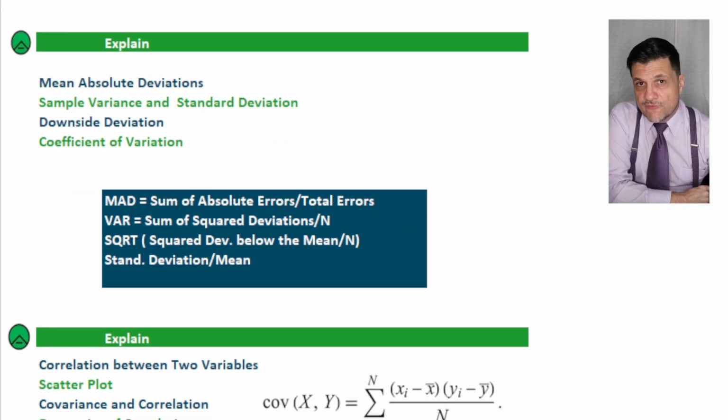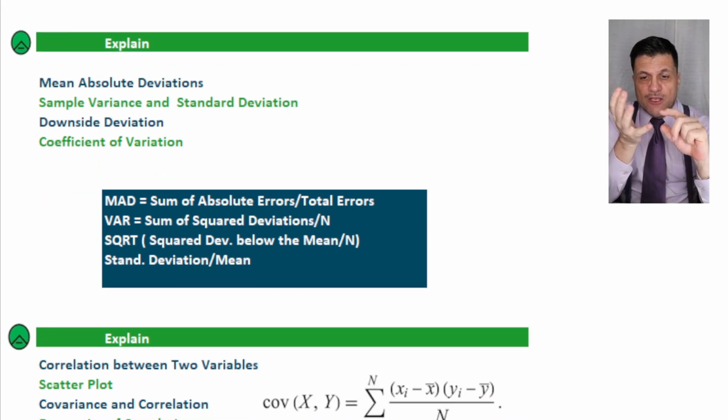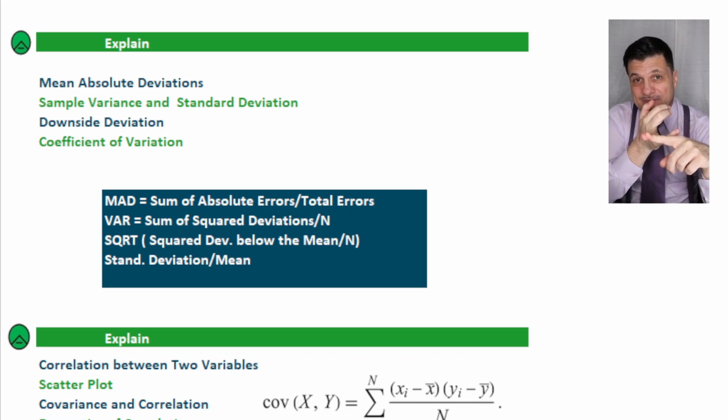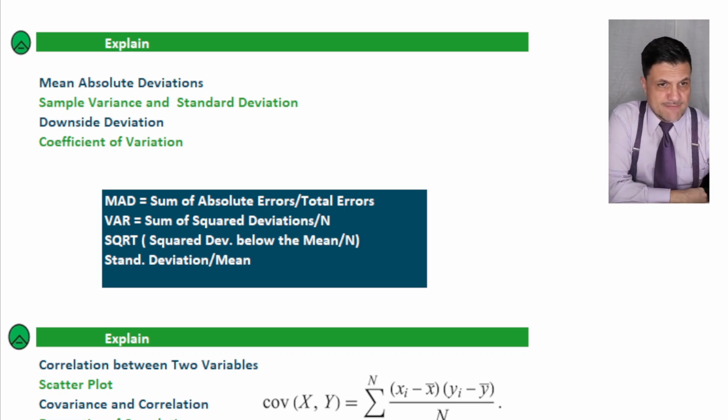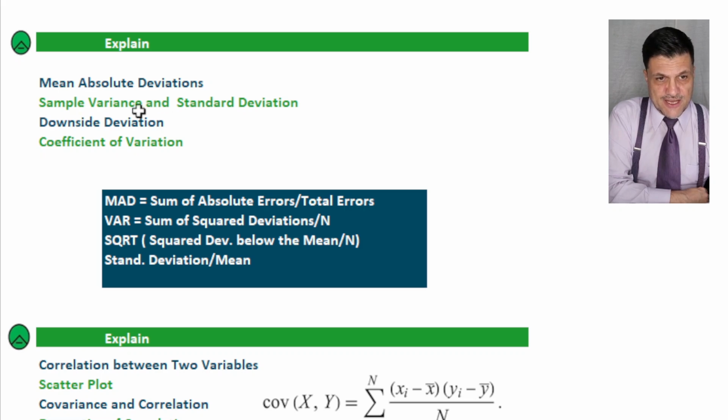Now let's recap very quickly. We did measures of location, measures of central tendency. Now we're going to see measures of dispersion, which are the MAD, mean absolute deviation, the variance, standard deviation, downside deviation, and the coefficient of variation. Make sure that all of this makes sense to you.